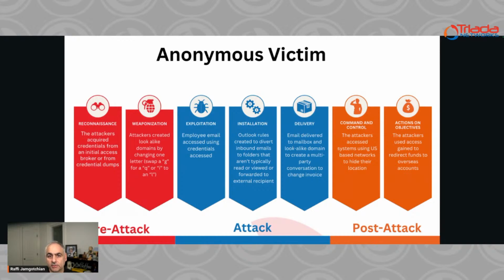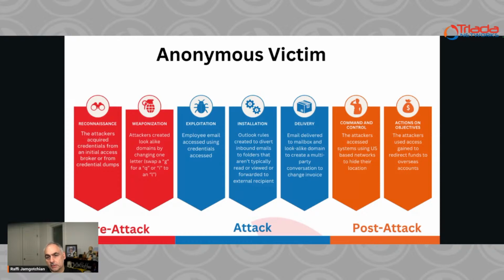And that's typical. The attacker then created a lookalike domain by changing one letter in the company's name. The attacker accessed the email of the employee using those credentials. They created Outlook rules like the previous example. In this case, they were moving emails to folders rather than forwarding them outside the company. And they were able to access those and get in the middle of the conversation, similar to the previous example.